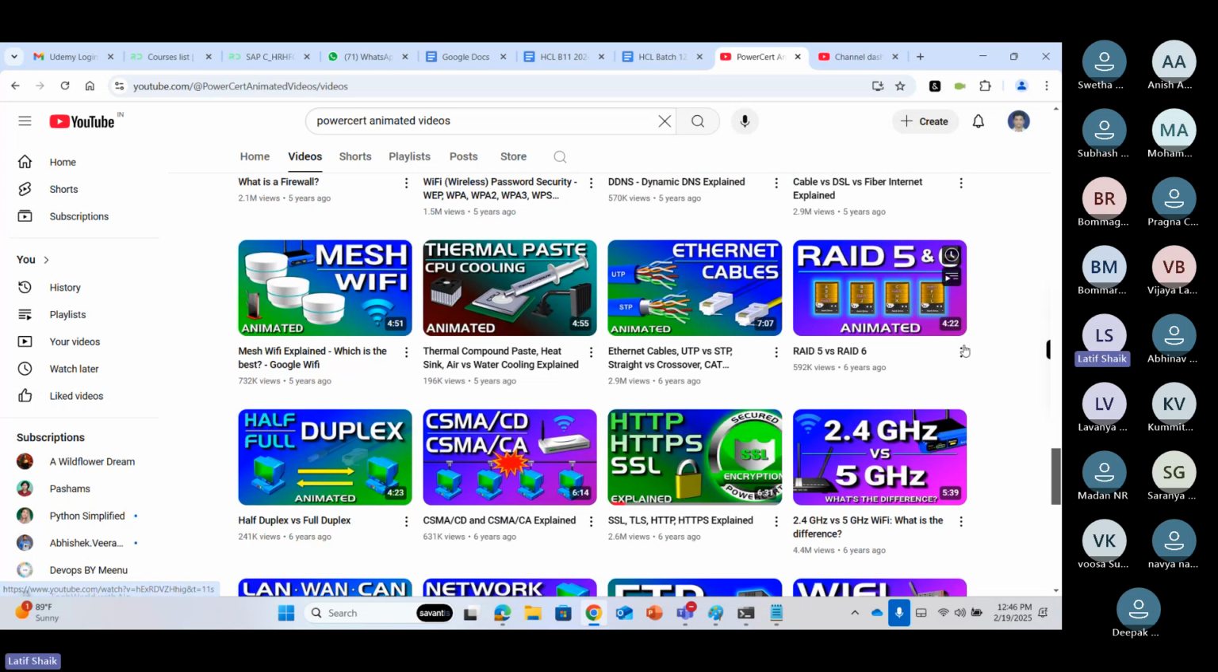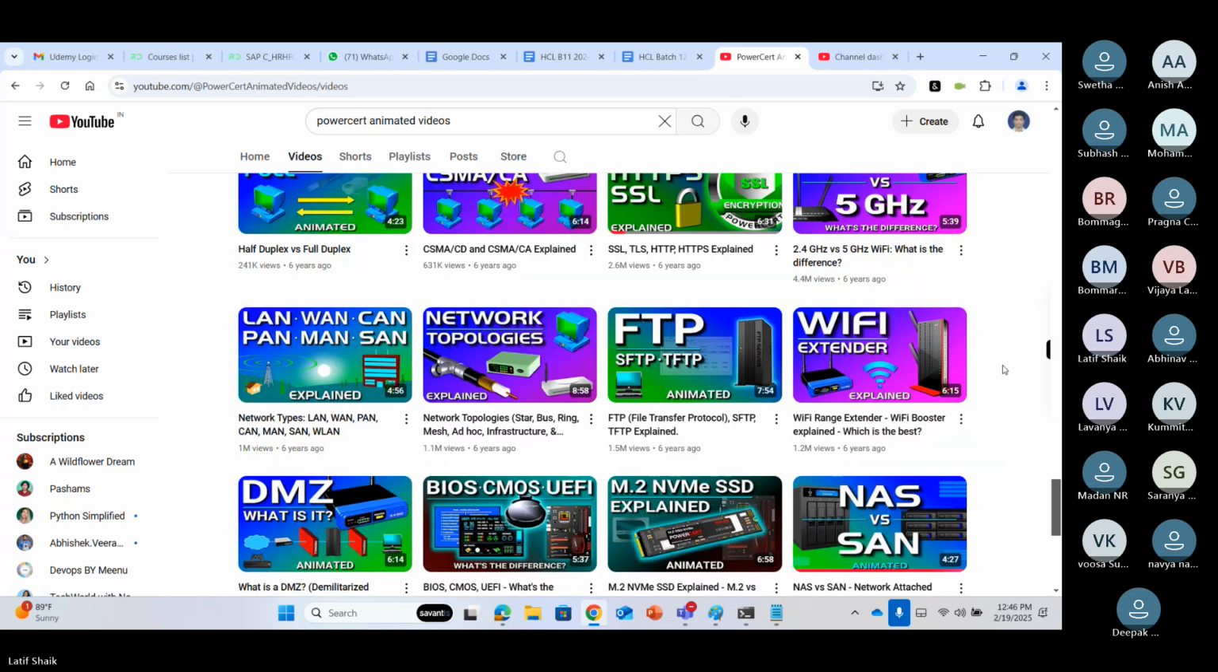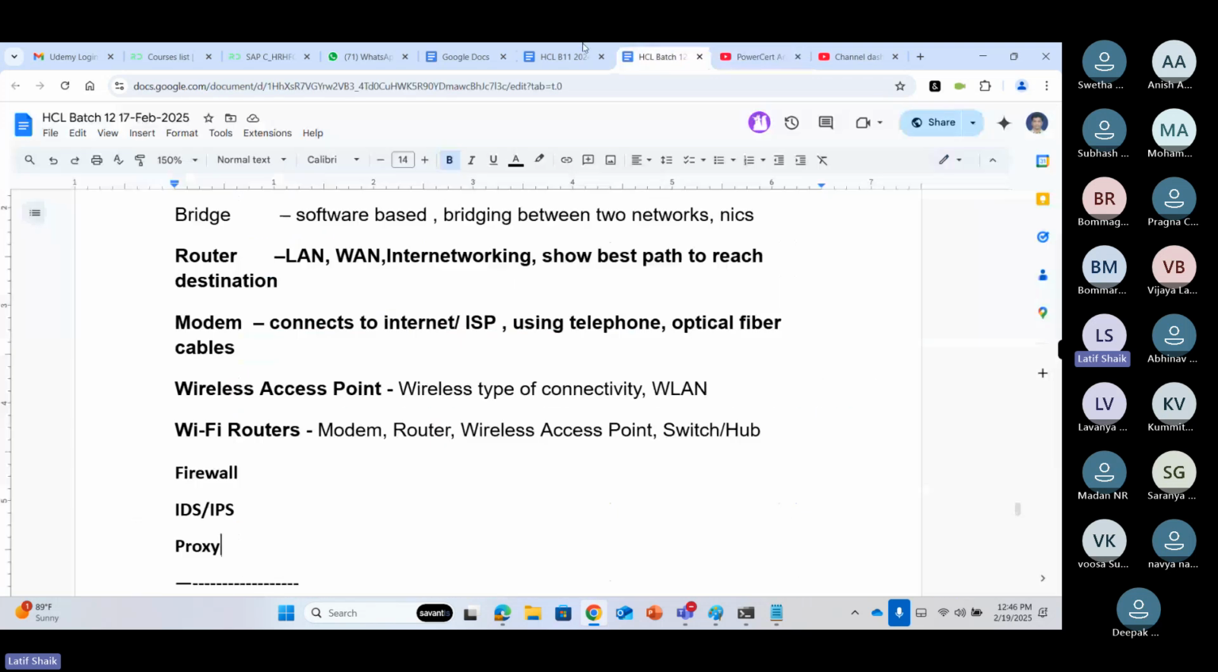HTTP and HTTPS differences. What is CSMA/CD and CSMA/CA? What is LAN, MAN, CAN, PAN, HAN kind of stuff? Find out. It's only 5 to 10 minutes, a maximum limit of 10 minutes, so mostly around 5, 6, 7 minutes, not even 10 minutes. So find out all this related information, then note down the important points. First understand, then note down the points.